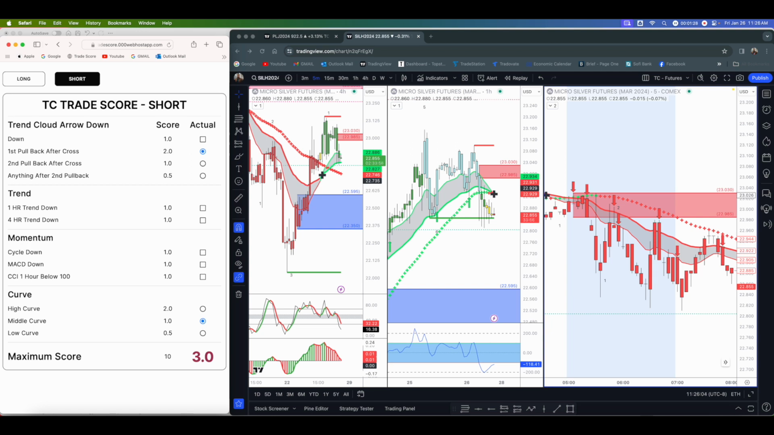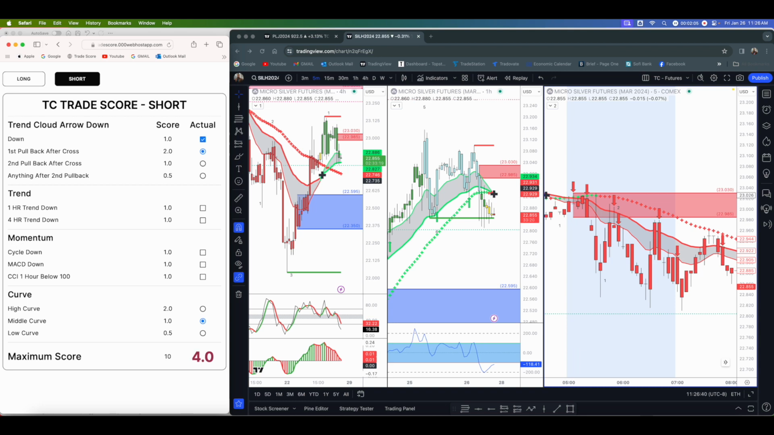So this morning at 5:05 a.m. Pacific Standard Time, which is Friday, January 26th, this short signal came on the silver futures. So I was looking at this trade. The first thing we will do is click on the short side, and it's going to pull up all the checklist for the short. It is a down signal, so you're going to click on the down arrow.